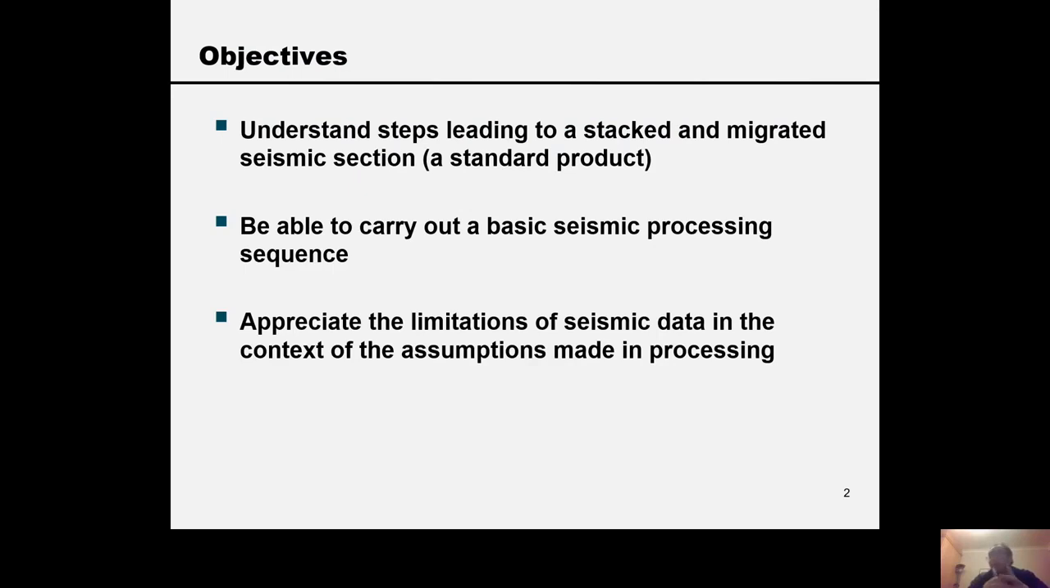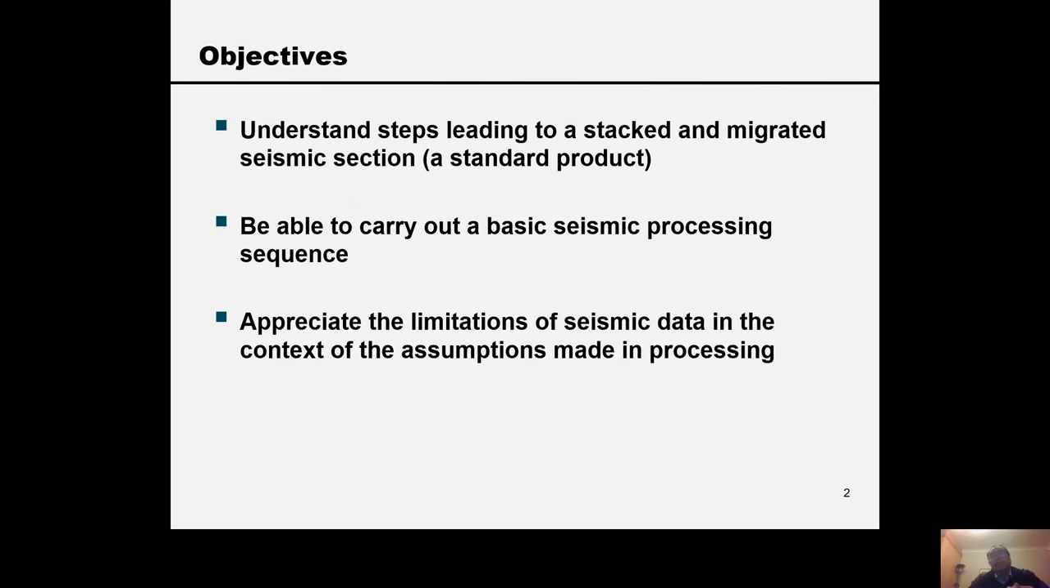The objectives of this lecture mainly consist of 3 points. Understanding steps leading to the stack and migrated seismic section. They are standard products. The stack section is a seismic imaging of subsurface structure, because when we record the seismic data in the time sequence, seismic data is a function of time. That means in your seismic stack section, the vertical axis usually is time rather than depth. Therefore, the stack section is not exactly the subsurface imaging.